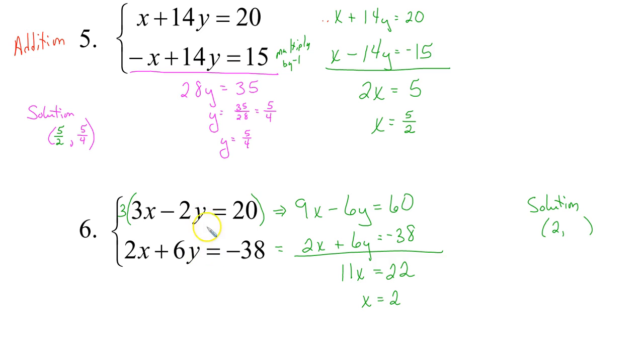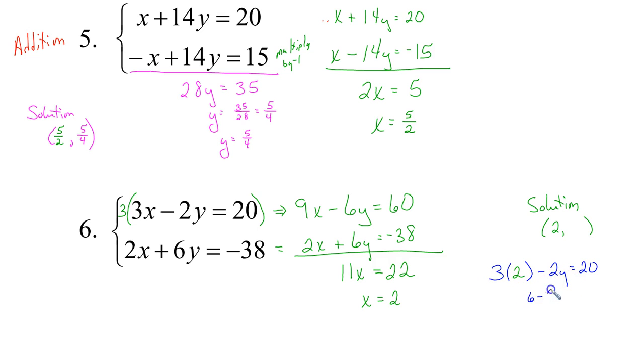Well, I can go back to either of these two equations. I'm going to choose the first one just because simply it is the first one. And I'm going to substitute the value of 2 in for x. So I have 3 times 2, and then we'll continue. Minus 2y is equal to 20. And now I can solve for y.